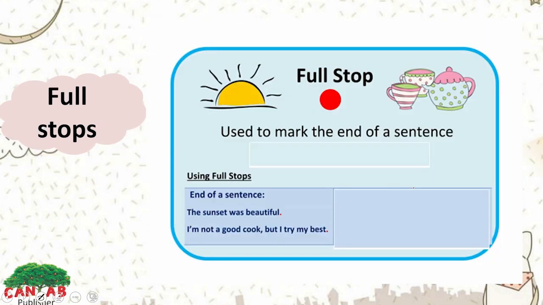Full stops. What are the full stops? We use a full stop to mark the end of a sentence. Like, the sunset was beautiful. You can see the end of the statement or end of any sentence, we use a full stop. I'm not a good cook, but I try my best. You can see here the full stop. When the sentence is complete, we add a full stop at the end of it.